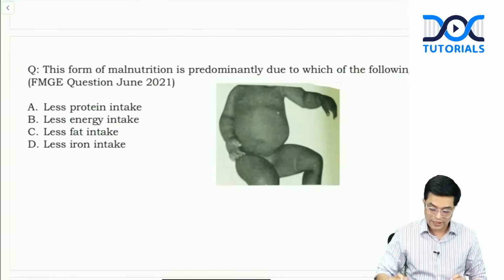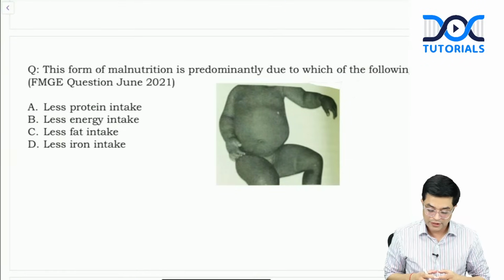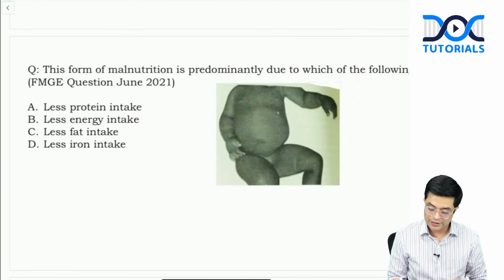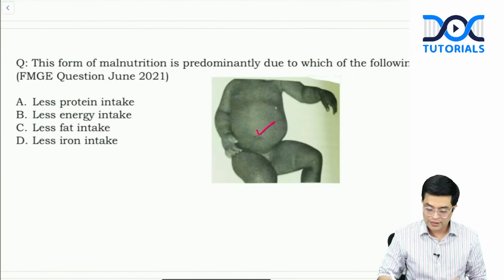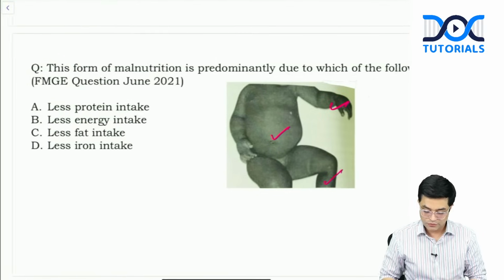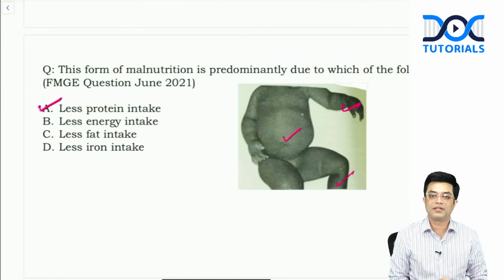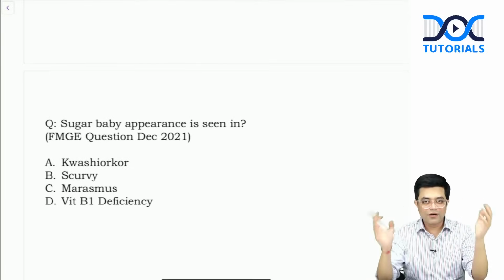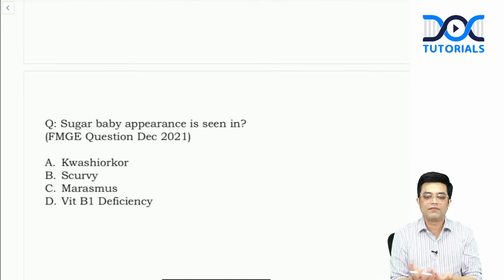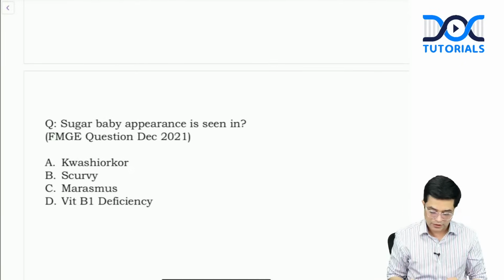Next, go to the next question. FMG question June 21. This form of malnutrition is predominantly due to which of the following? Pot belly है, edematous limbs हैं, so likely going to be yes, it is Kwashiorkor. So answer is less protein intake in the patient, right. सारा उसी का ही घुमा फिरा के चीजें पूछ रहे हैं, different ways of asking. If your concepts are clear you can always mark it.